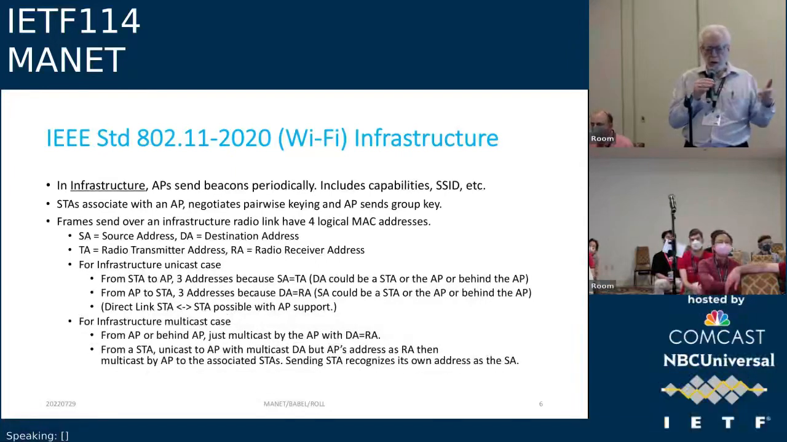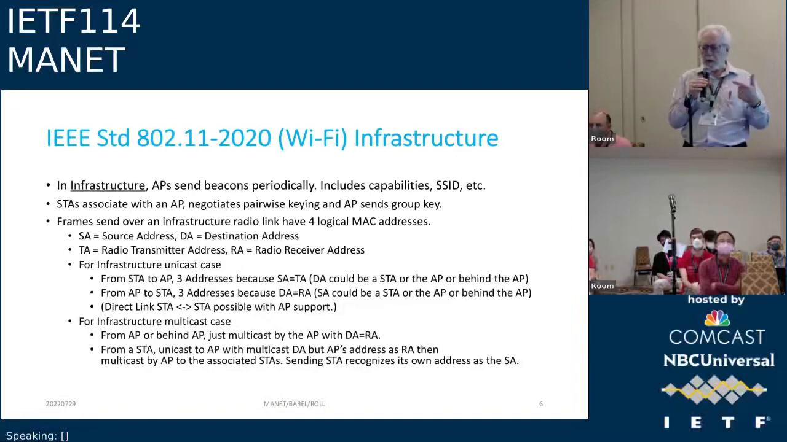And I'll skip over the unicast case, but for multicast at the bottom there, if the multicast source is actually the AP itself sending it, or behind the AP, then the AP can just multicast it because it can set the receiver address to be the same as the multicast destination address, and all the stations will happily listen to that. If you send multicast from an individual station, it gets unicast to the access point, so it has in it the multicast destination, but it uses the access point's receiver address, and then it gets multicast by the access point down to the stations.